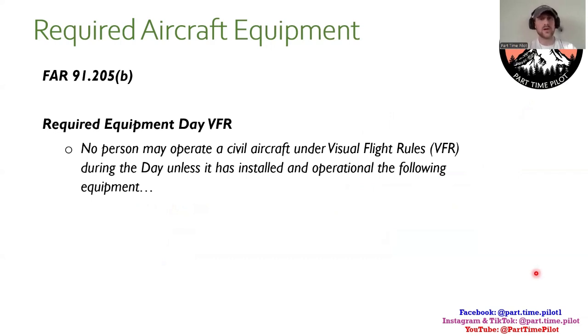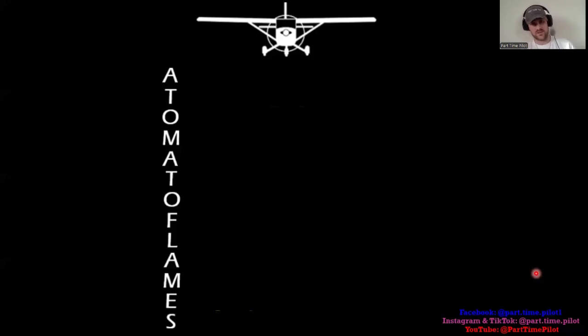All right, let's talk about required aircraft equipment. This comes from FAR 91.205. The first one is from paragraph B of that FAR, and it describes required equipment for day VFR. Remember, that's Visual Flight Rules flight. And it says no person may operate a civil aircraft under VFR during the day unless it has installed and operational the following equipment. So the mnemonic we use for this is A TOMATO FLAMES. It's a long one, and we'll go over what each of these is.